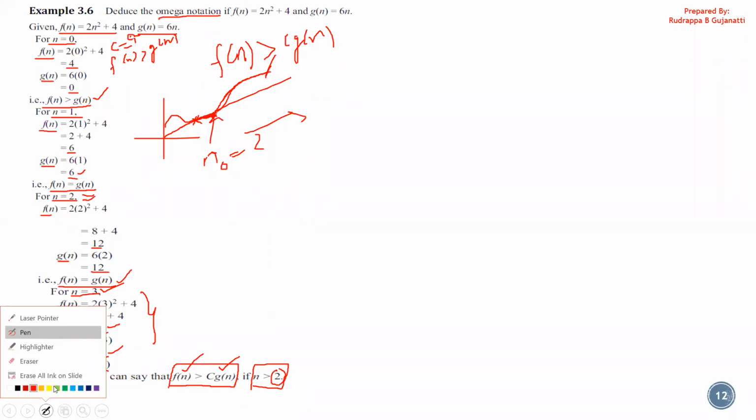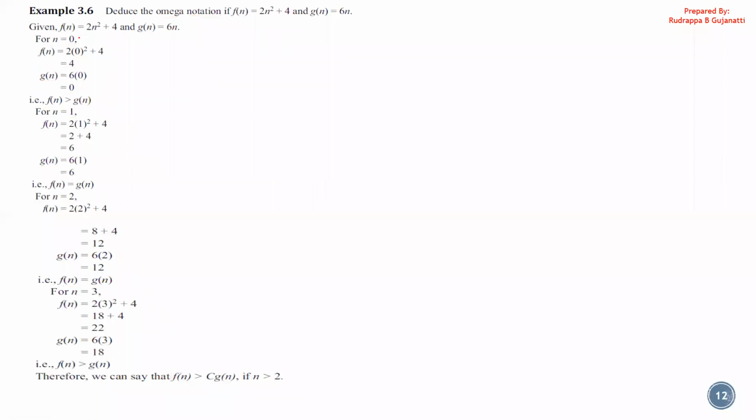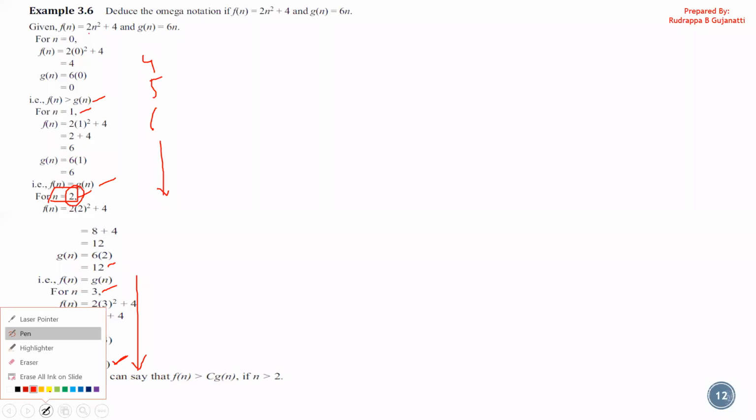So here again, you are going ahead with the trial and error method. When n is equal to 0, the condition was satisfied. So we did not stop here itself. We tried to see for other values also. When n is equal to 1, it turned out both are equal. When n is equal to 2 also, it turned out to be equal. The next integer value of n is 3, and for 3 it turned out it is greater than g of n. So try it out for 4, 5, 6 and so on. If this condition is maintained throughout, then you have the limit, that is, after n is equal to 2, you are satisfying all the conditions for f of n to be called the omega notation of g of n. So you are basically identifying the value of n naught in these cases.